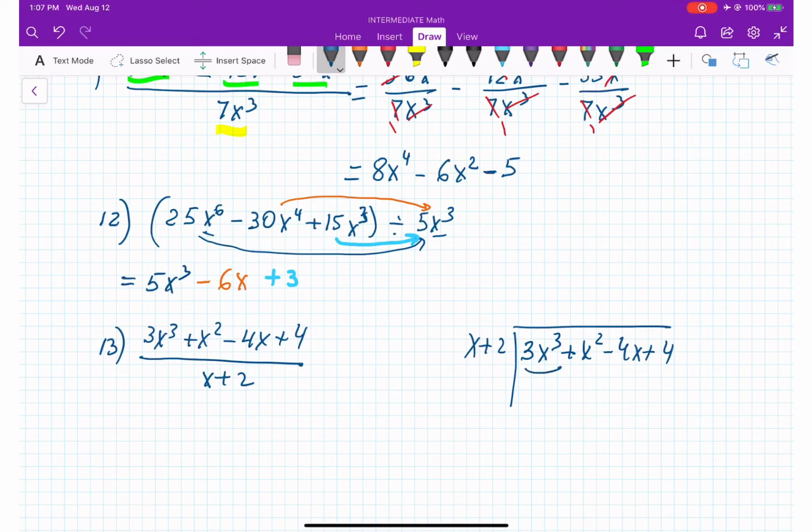So 3x cubed divided by x, it's going to be 3x squared, right? 3 minus 1 is 2, 3x squared. Now 3x squared times x plus 2: 3x squared times x is going to be 3x cubed, and 3x squared times 2 is going to be plus 6x squared. So subtract. This is gone, it's 0. x minus 6x squared is going to be negative 5x squared.